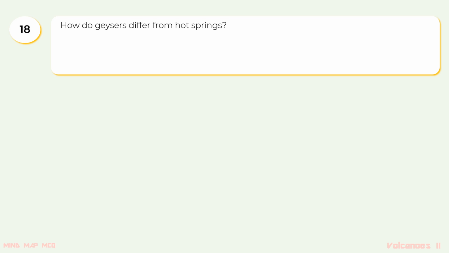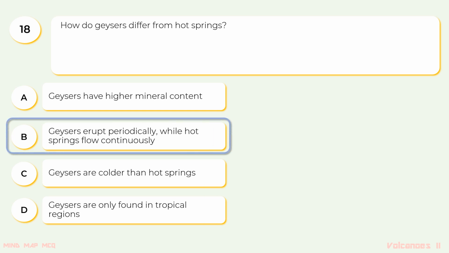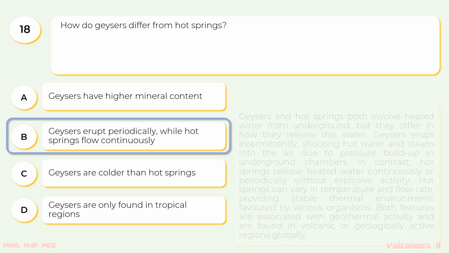18. How do geysers differ from hot springs? The options are A. geysers have higher mineral content, B. geysers erupt periodically while hot springs flow continuously, C. geysers are colder than hot springs, D. geysers are only found in tropical regions. The correct option is B. Geysers erupt periodically while hot springs flow continuously.